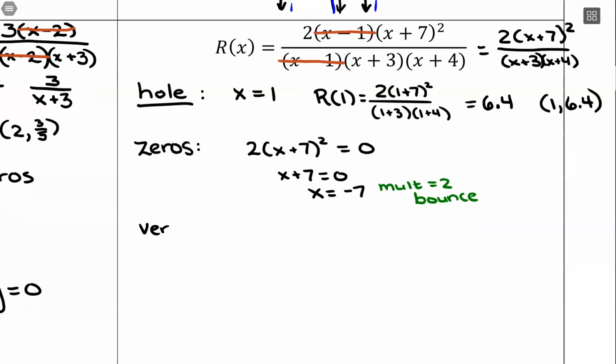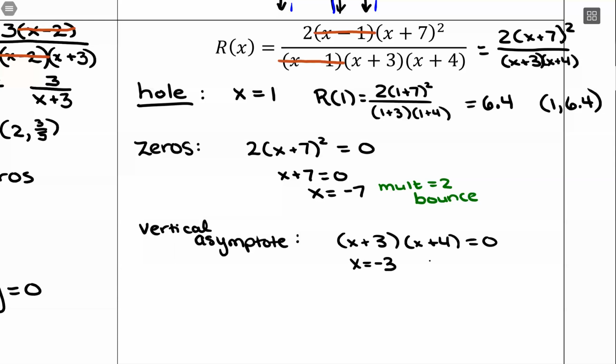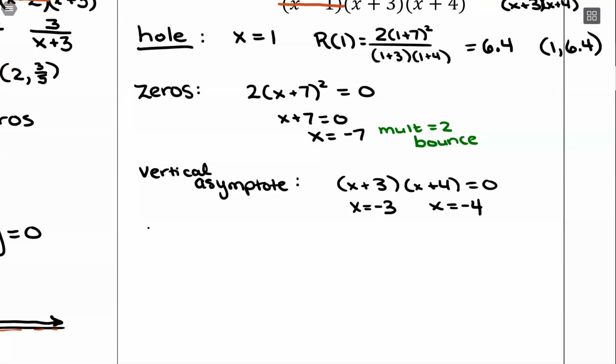Vertical asymptote is where we set the denominator equal to 0, and we're using our simplified form here. So x plus 3 and x plus 4 equals 0. So we're going to have a vertical asymptote at x equals -3 and x equals -4. And then our last piece here is the horizontal asymptote.